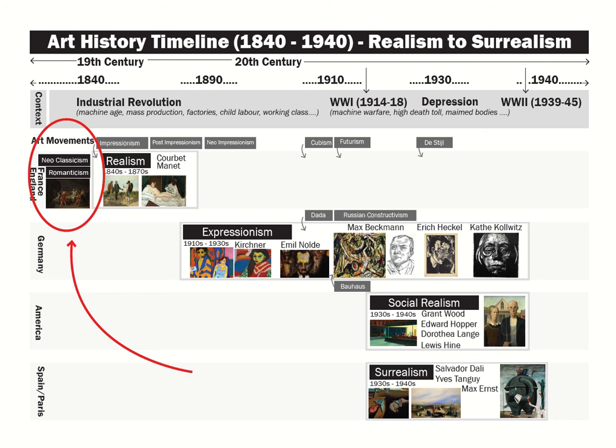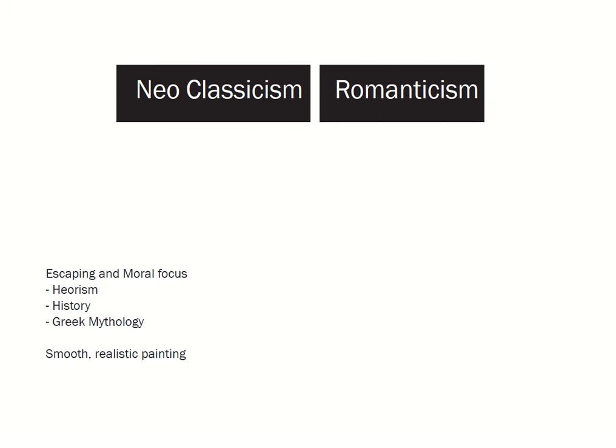Before we start to look at realism, we need to understand what came before it. Before realism, there were two main art movements that were popular: neoclassicism and romanticism. Both had their own aims and styles, but they also had some things in common. They were both about escaping reality, a bit like going to the movies or binging a TV series. They did this by focusing on nature and heroic stories.